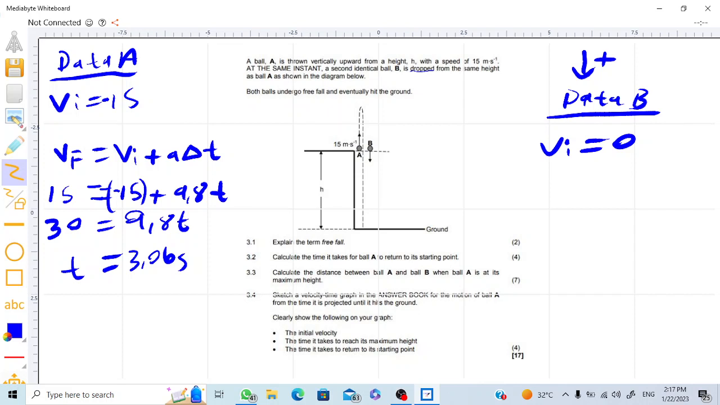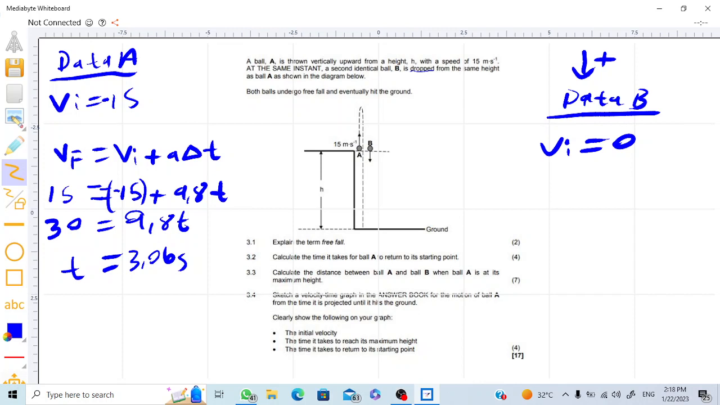3,06 seconds. That is the time taken for this ball to go to the maximum height, come back to where it started. Okay, now calculate the distance between ball A and ball B when ball A is at its maximum height.